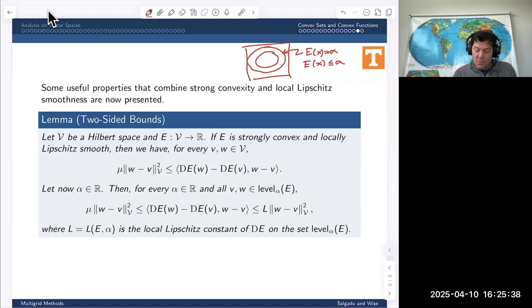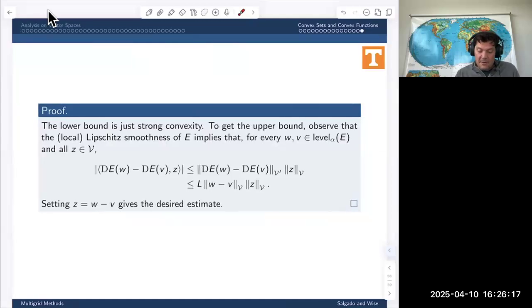So we want to show that this is the case here. The lower bound is gotten from the strong convexity. That's just the definition of strong convexity. But how do I get this upper bound? That's the question. I want to try to establish that for some L, which depends on E and alpha, and this is the local Lipschitz constant of dE on the level set. So let's see how this works. The lower bound is just the definition of strong convexity. There's nothing to do there.